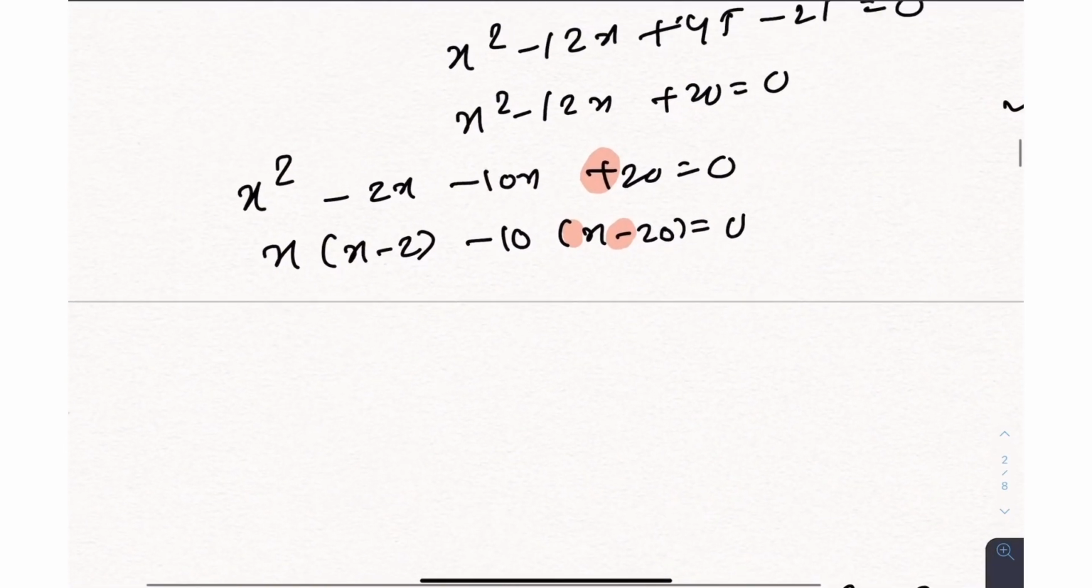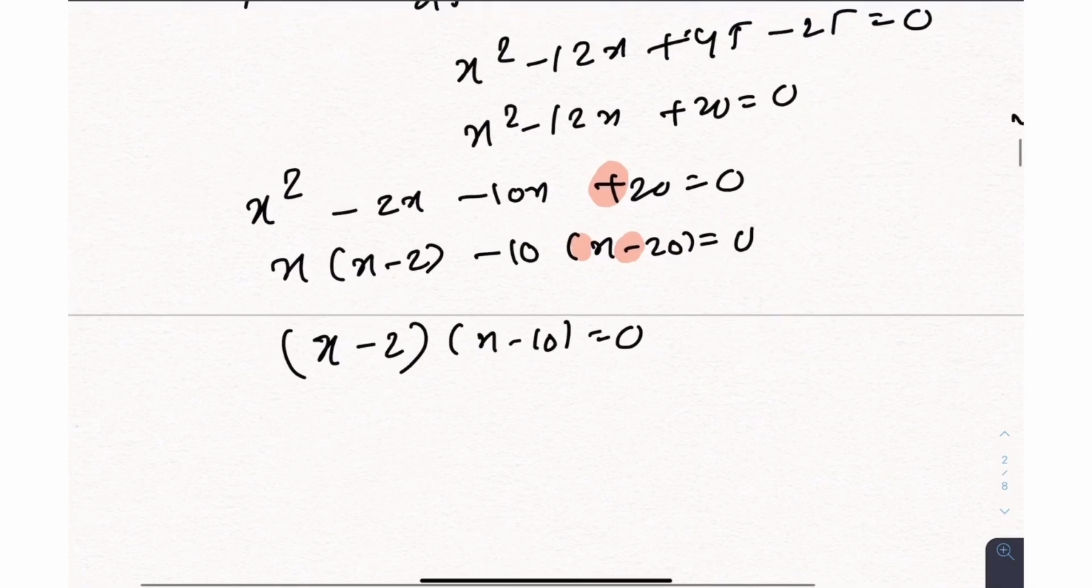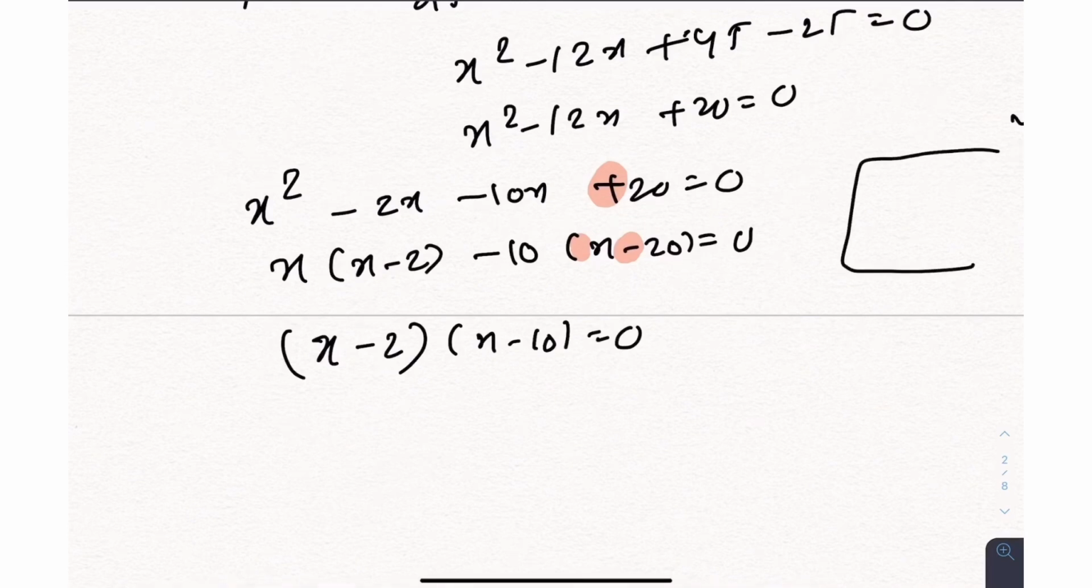So this can be written as (x minus 2) into (x minus 10) is equal to 0. Now what we are doing is multiplying two numbers and the result is 0. For your reference, suppose I'm multiplying two numbers a into b and the result is 0. Then there is a chance that either your first number will be 0 or your second number will be 0. Obviously, there can be a chance that both numbers will be 0, but this is the least condition.